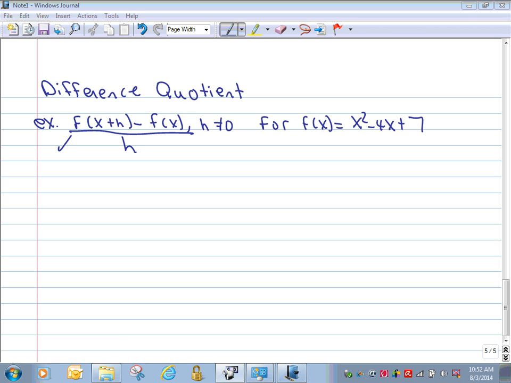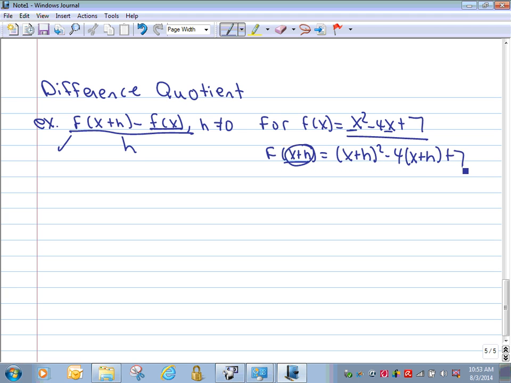Okay, first let's remember our functions. F of x is x squared minus 4x plus 7, which is right here, and we're going to just substitute that in. But we also want f of x plus h for this. And that would be, we're going to substitute x plus h, this chunk, in for this x and this x. So in parentheses you would have x plus h squared minus 4 times x plus h plus 7.